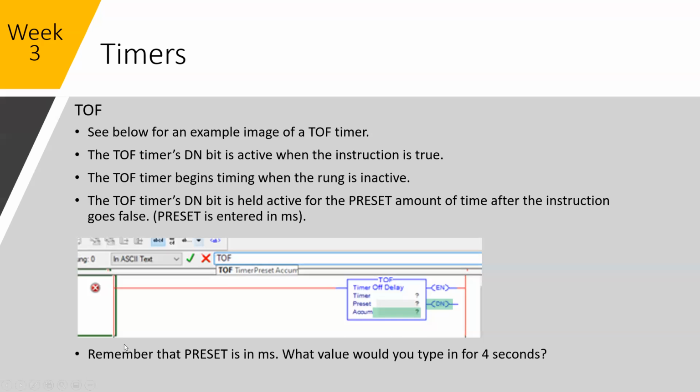So if you wanted this to run for 4 seconds, what would you need to type into the preset? That's right, 4,000 milliseconds.